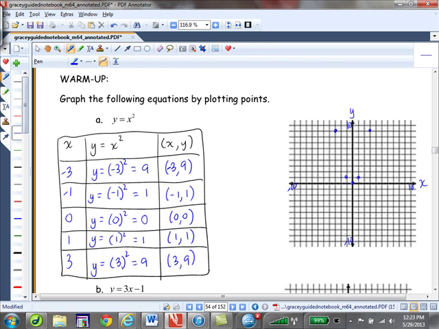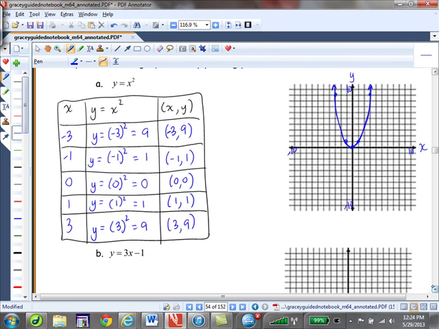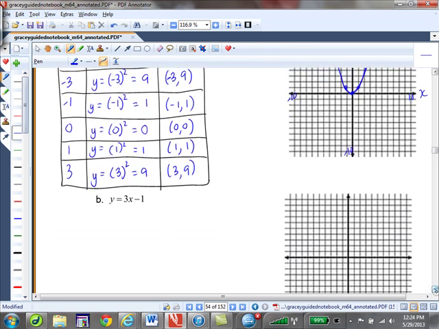So when we make our picture, you just do your best to make a nice curve. It goes through the points. And you're good. How'd you do? Awesome. Want to get used to those. You're going to be seeing a lot of parabolas.